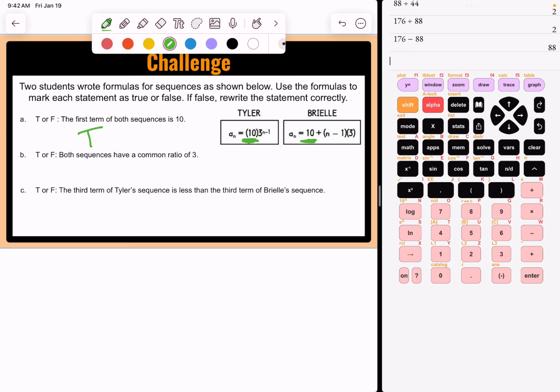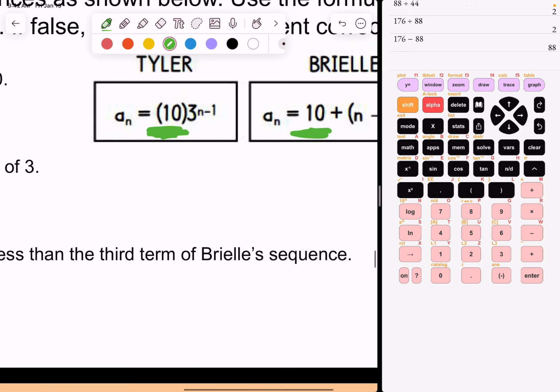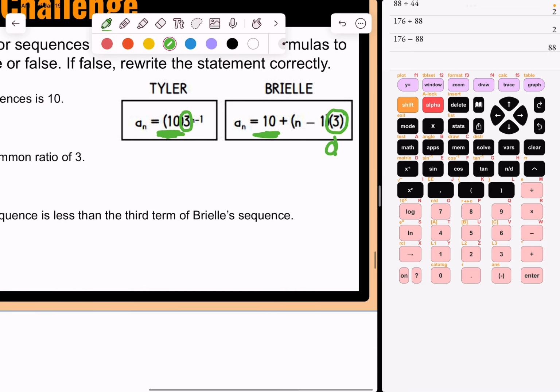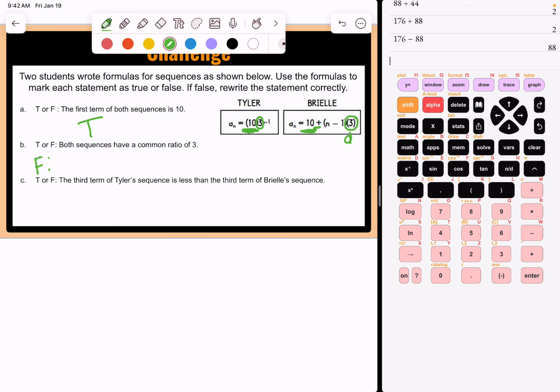All right, true or false? Both sequences have a common ratio of 3. This one does have a common ratio of 3, but this one does not have a common ratio of 3. It has a common difference of 3, since this is our arithmetic sequence. So false, we could say Tyler has a ratio of 3, but Brielle has a difference of 3. Perfect.